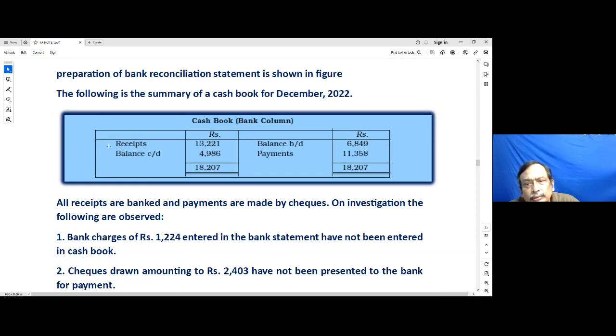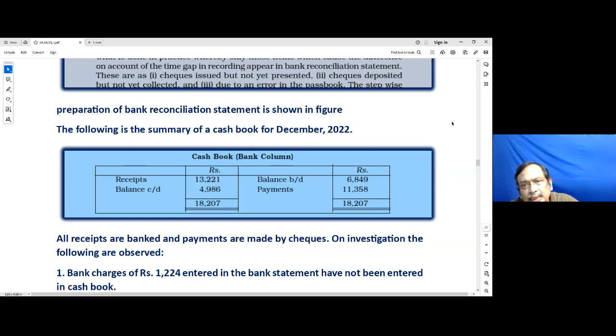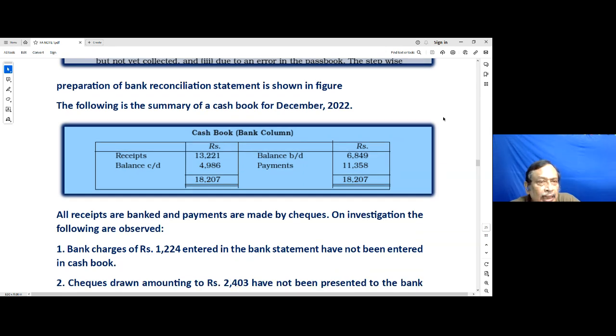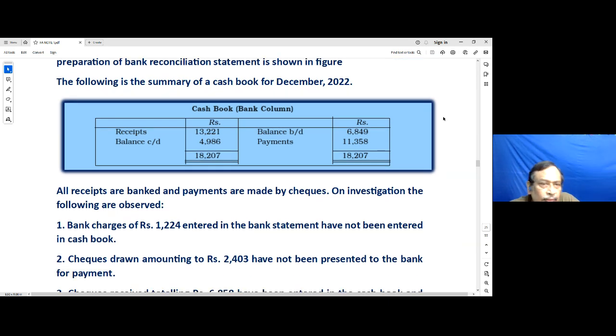Now we are coming to the bank reconciliation statement after amendment, how it is prepared. The stepwise preparation of the bank reconciliation statement we are discussing. Say the following is the summary of a cash book for December 2022. Opening balance B/D, that is 6849. Then payments, then receipts, then closing balance.